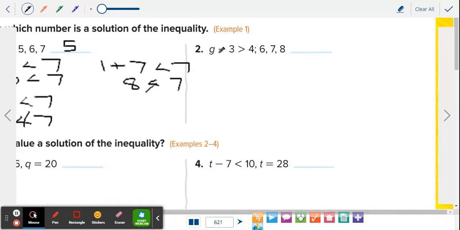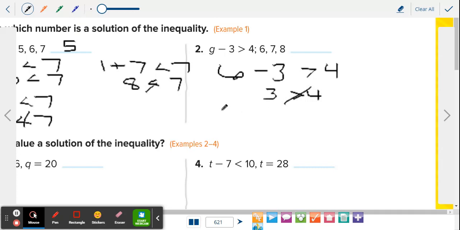Okay, number 2, g minus 3 is greater than 4. And they want us to see 6, 7, and 8. So 6 minus 3 greater than 4. What's 6 minus 3? 3. Is 3 greater than 4? No. So 6 is not a solution.